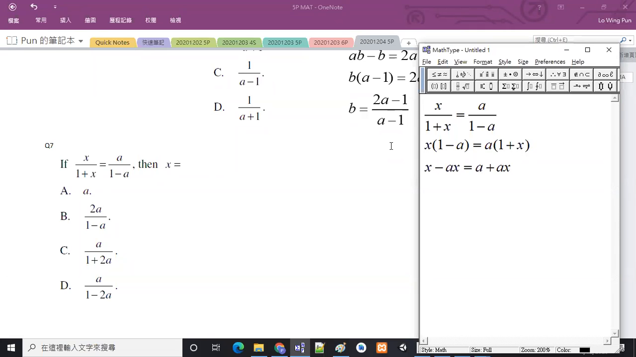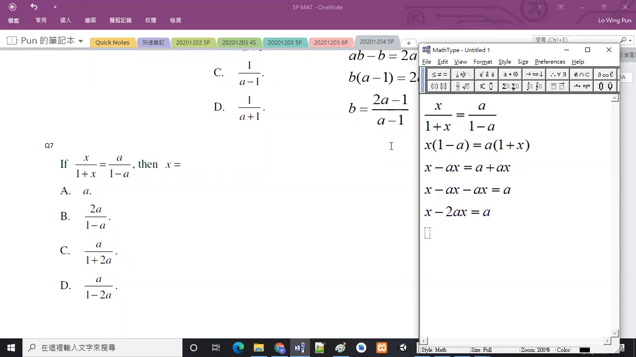Okay, and now I want the subject to be x, so I need to group all the terms with x to one side, and then group all the terms with no x to the other side. So it's x minus ax minus the other ax is equal to a. But these two ax and ax are like terms, so they can be calculated first. So x minus ax minus another ax becomes x minus 2ax, okay? And then it's equal to a.